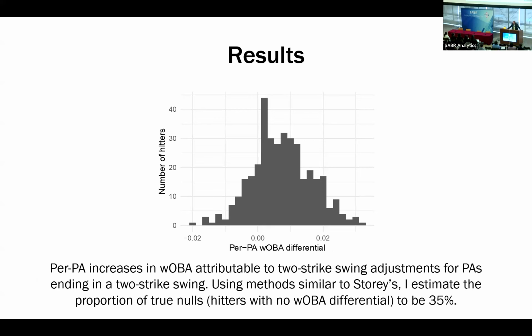Okay, so here's the results, and this is kind of what I promised earlier. We see the majority of hitters improving their WOBA, their per plate appearance WOBA, by up to 30 points.